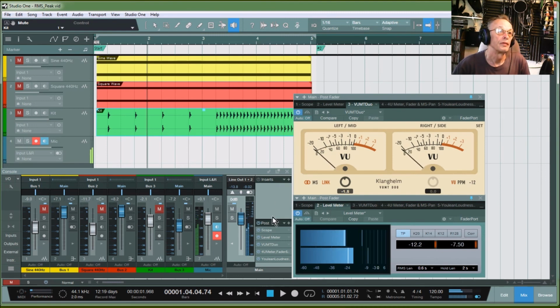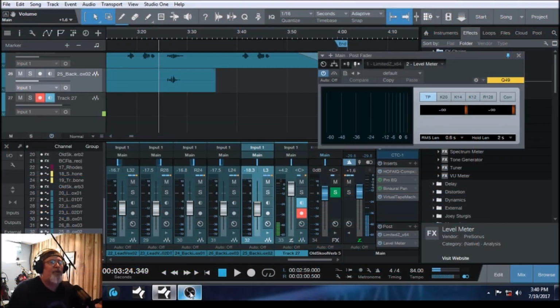By using a combination of 3 different sorts of meters, we can actually determine A, that we're not clipping, B, that we're actually at a reasonable audible level so that we can hear all of what's going on, and also that we're within reasonable limits as far as loudness goes, as most radio streaming services now have adopted the EBU R128 standard, so our music needs to be within those limits so that we don't get turned down or turned up too much when we're being played on the radio. So there you have it.